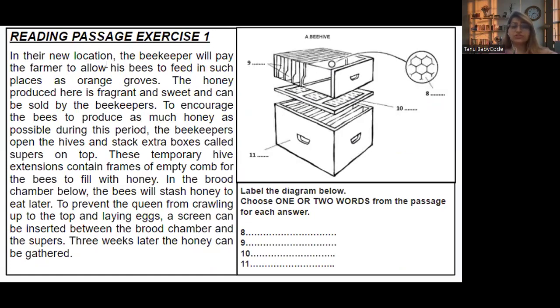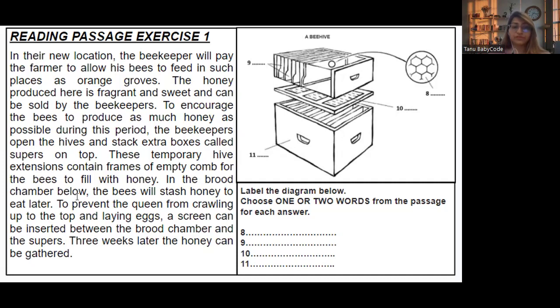So in their new location, the beekeeper will pay the farmer to allow his bees to feed in such a place such as orange groves. The honey produced here is fragrant and sweet and can be sold by the beekeepers. To encourage the bees to produce as much honey as possible during this time, the beekeeper opens the hives and stacks extra boxes called supers on the top. So this is, I guess, supers. These temporary hive extensions contain frames of empty comb. So I think these are frames and these are combs for the bees to fill with honey.